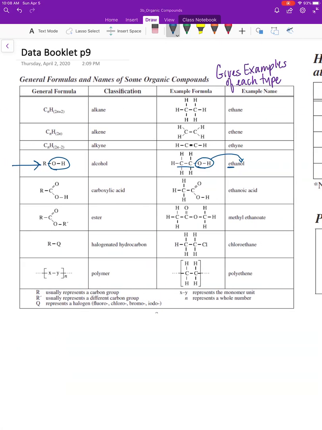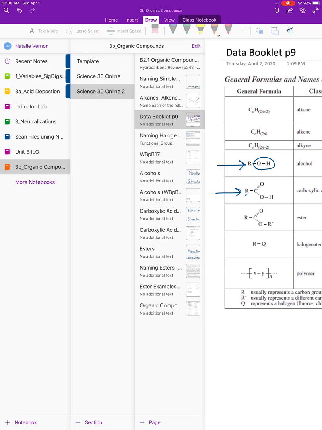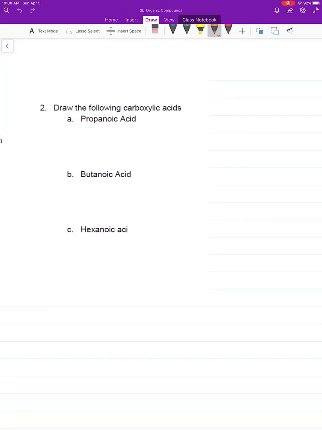Remember in your data booklet, now we're here on our carboxylic acids. Okay, so they give you this R. They don't put a hydrogen there, but it could be a hydrogen. Okay, and then if we look here, we've got 2 carbons. That's our eth. We notice the functional group here, which tells us oic acid. Okay, so let's go back and let's write out the rules of naming carboxylic acids.